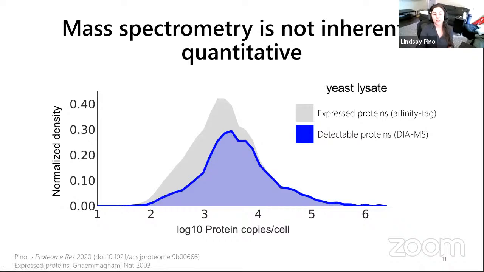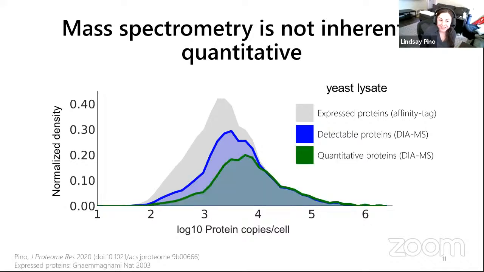If we then ask the question, this is what I can detect, we might want to say everything I detect I can quantify, right? But that's not the case. When we look at the peptides and the proteins that we can quantify, we see the exact same trend again, a subset of what we can detect. This is shown overlaid in green. These are all the things we can quantify.